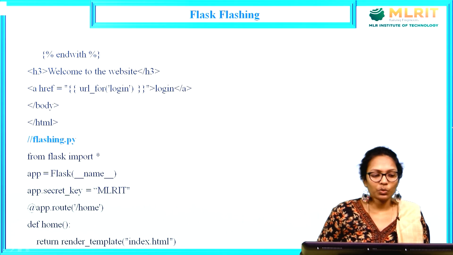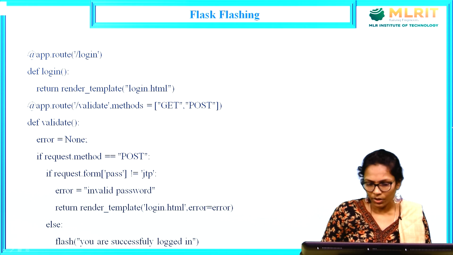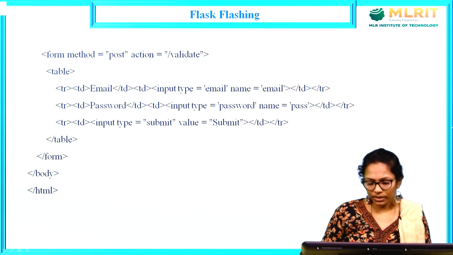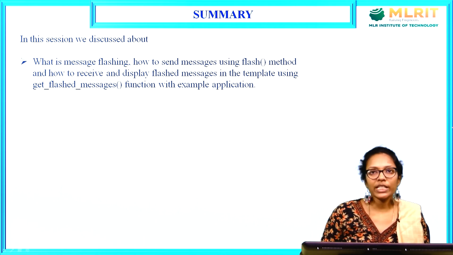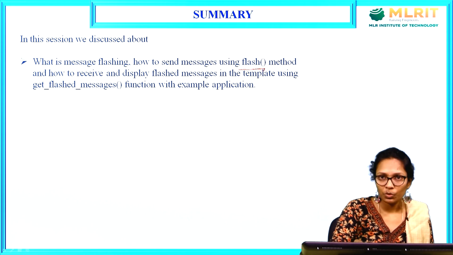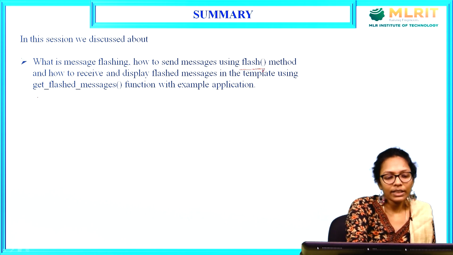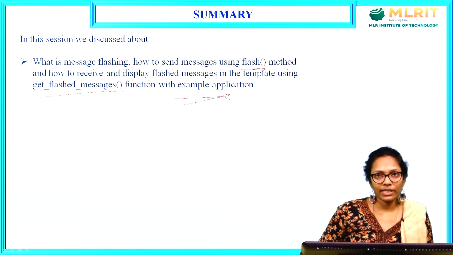So that is the use of the flash method and the get_flashed_messages method. If the server wants to display some flash messages as output to the user, then it can use these two methods. We have discussed the flash method, which is used by the Python program, and the get_flashed_messages method, which is used by the template. And we have also seen one example application.